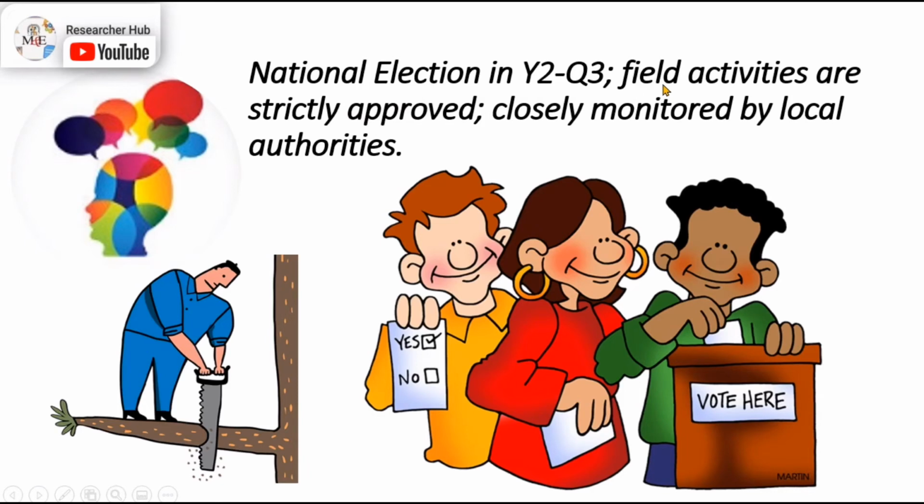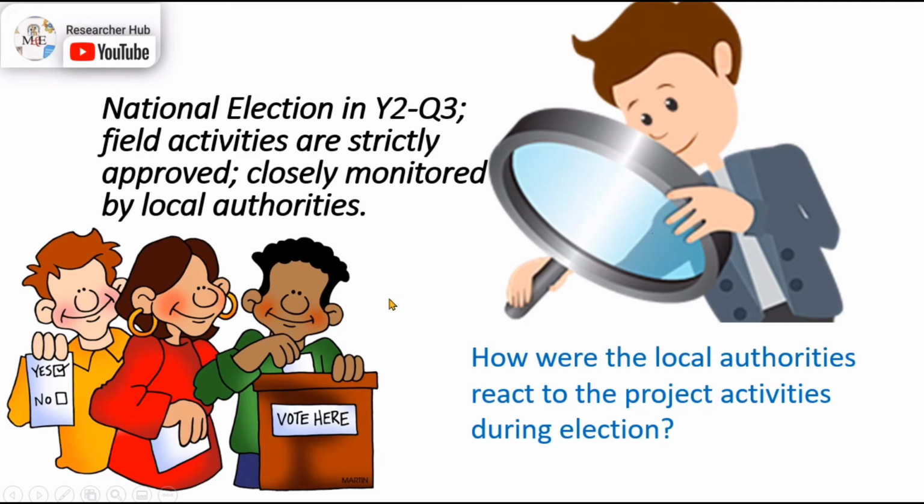Field activities are strictly approved or closely monitored by local authority. Generally, during the national election, it's very hard to implement project activities at the grassroots level or even at the national level. This kind of assumption or risk, we need to closely monitor. Therefore, here's the question for monitoring: how does the local authority react to the project activity during the election? Probably during the election, we might need to observe this kind of activity.